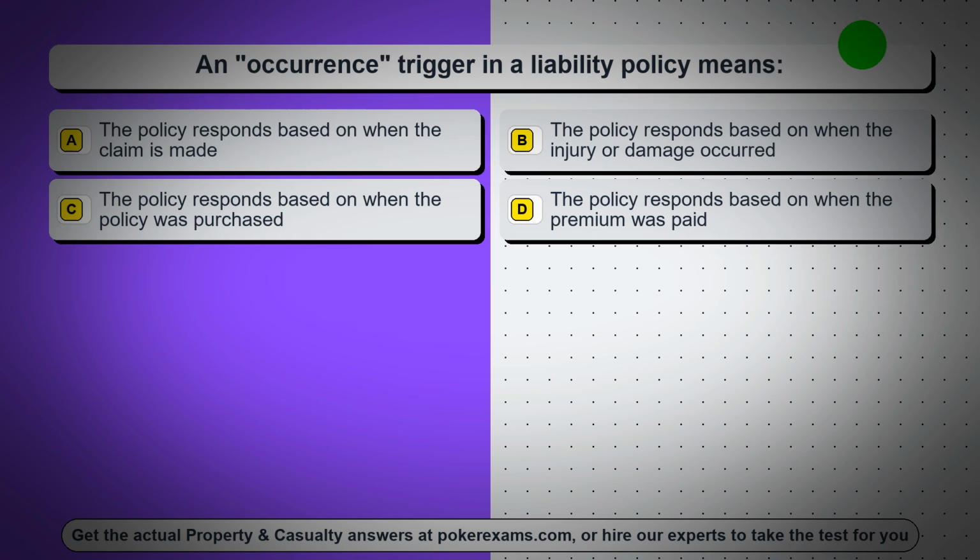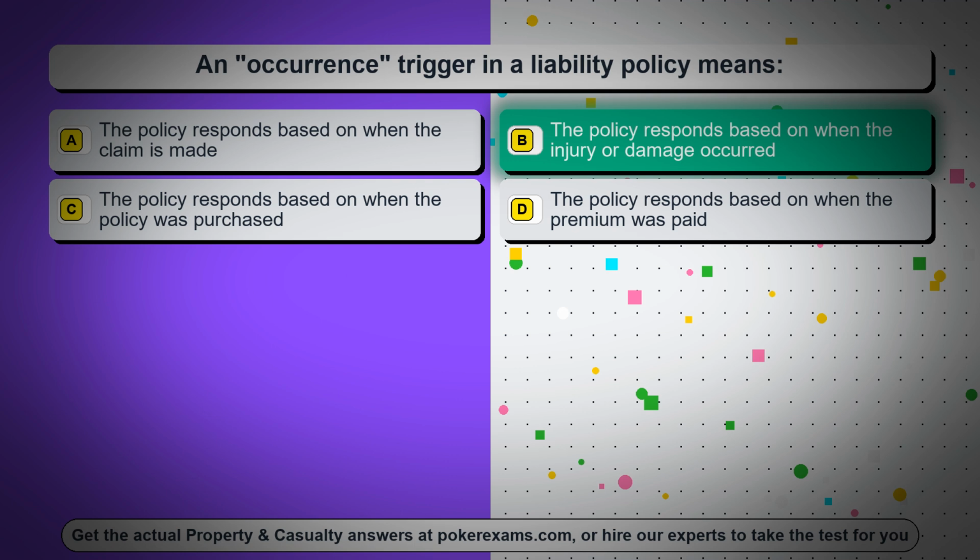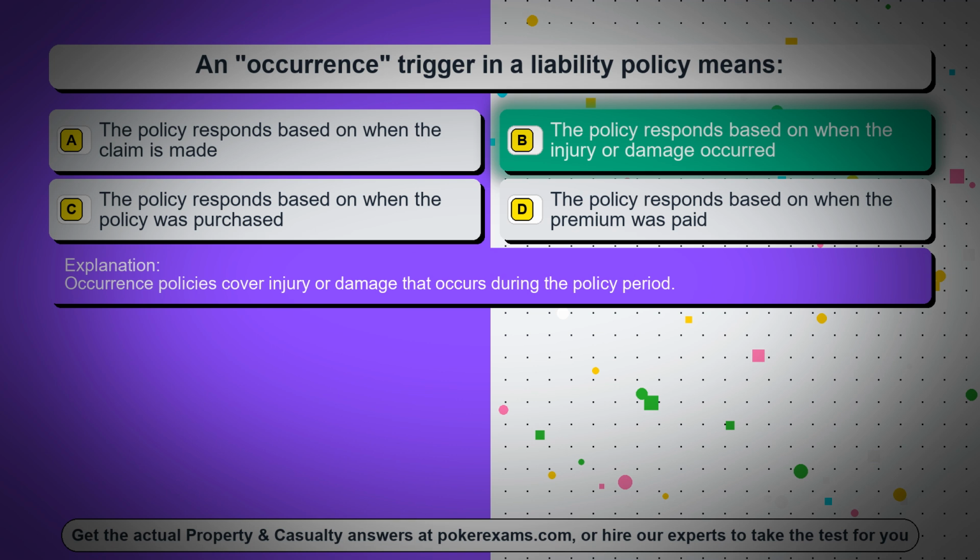Question 69. An occurrence trigger in a liability policy means option A, the policy responds based on when the claim is made. Option B, the policy responds based on when the injury or damage occurred. Option C, the policy responds based on when the policy was purchased. Option D, the policy responds based on when the premium was paid. The correct answer is option B, the policy responds based on when the injury or damage occurred. Occurrence policies cover injury or damage that occurs during the policy period.